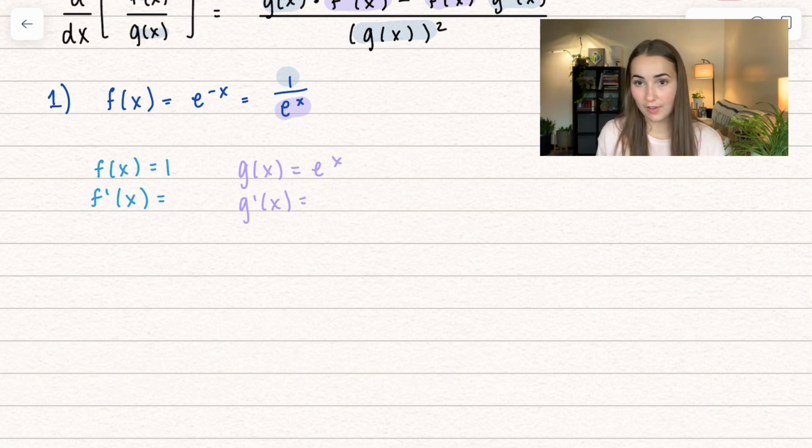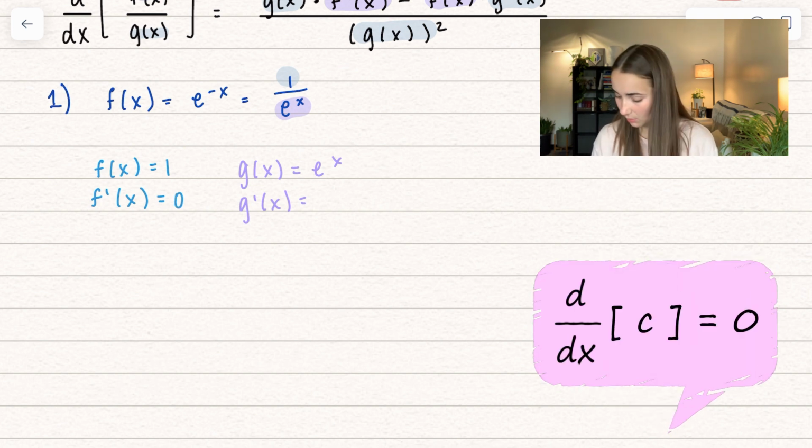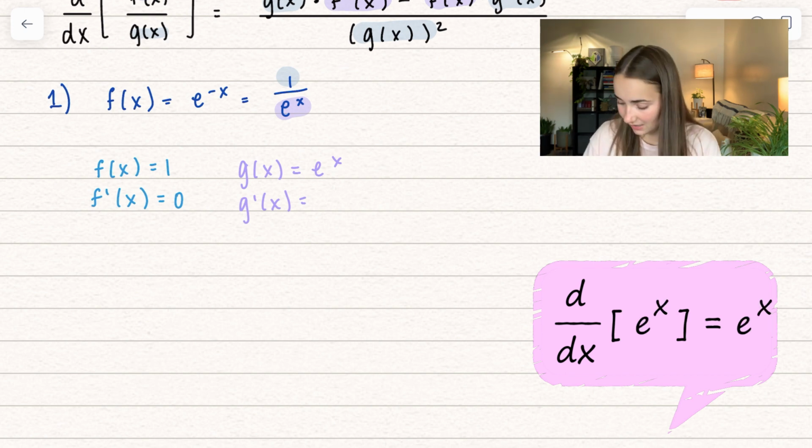The derivative of f of x is going to be 0. The derivative of a constant is always 0. And then the derivative of e to the x is just itself. It's e to the power of x. It doesn't change at all.